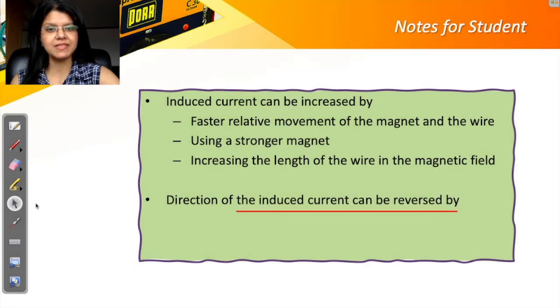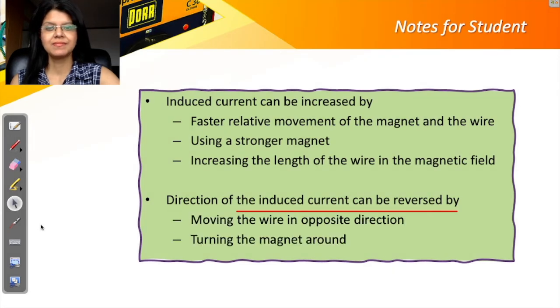The direction of the induced current can be reversed by, let's talk about the second point. How can you reverse the direction of the induced current? You move the wire in the opposite direction, or you turn the magnet around. So you have to either create motion in the opposite direction, or turn the magnet around.